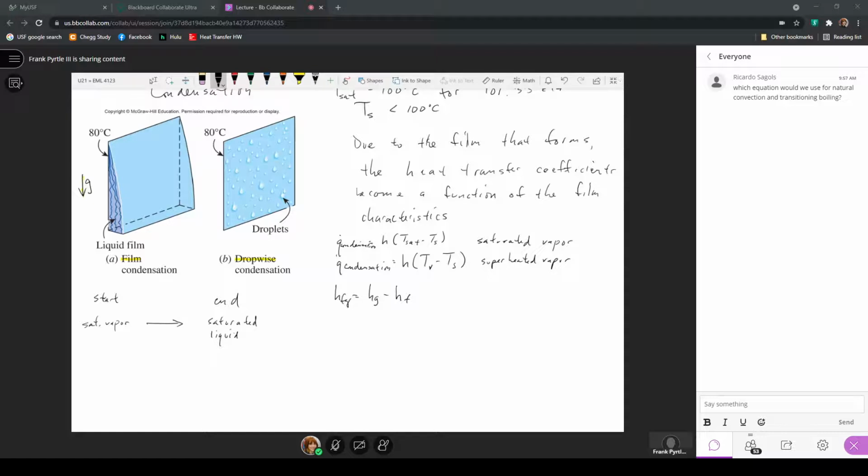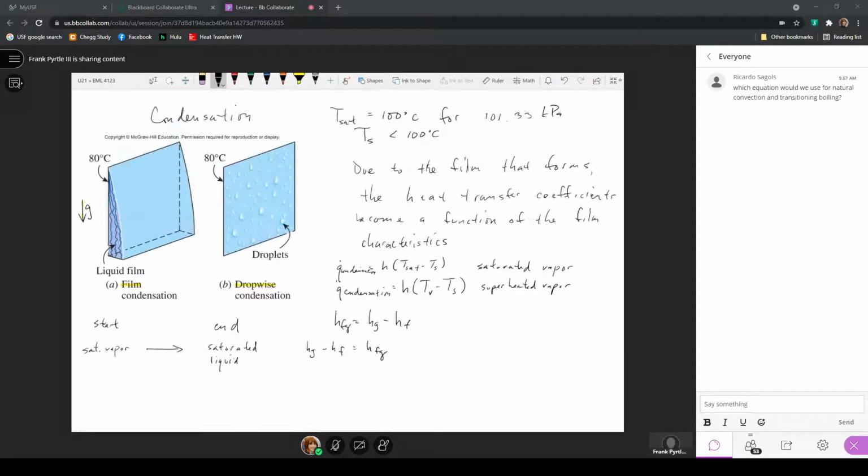How would I describe the latent heat of vaporization? Well, this is just Hg minus Hf, which would just be HFG, because I'm going from saturated vapor to saturated liquid. So what would that look like? That would mean that I have a surface temperature that is the same as the saturated vapor, and I'm getting liquid water.